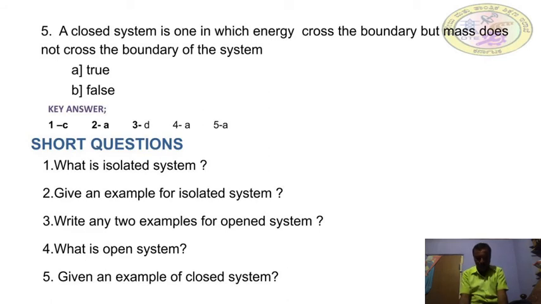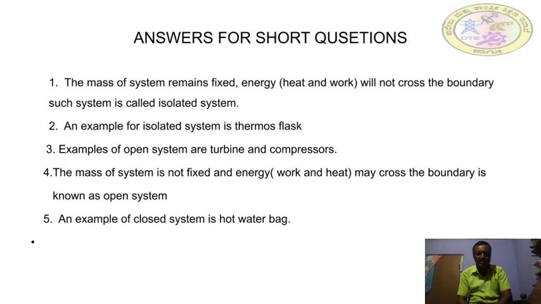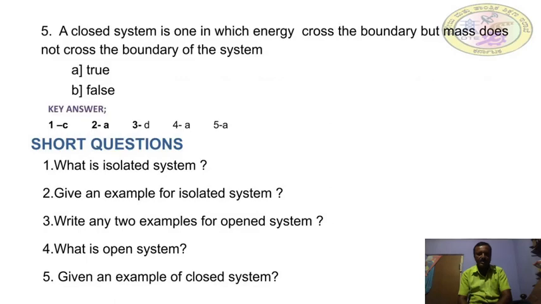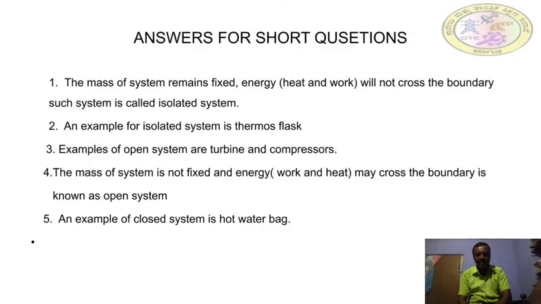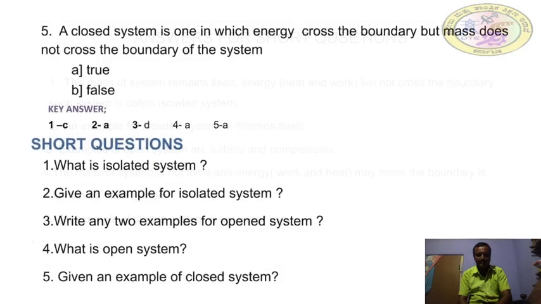Further, we will go through the 1 mark questions. This ensures that each and every part of this topic is covered. Question number 1. What is isolated system? The mass of system remains fixed. Energy will not cross the boundary. Such system is called as isolated system. Give an example for isolated system. Example for isolated system is thermos flask.